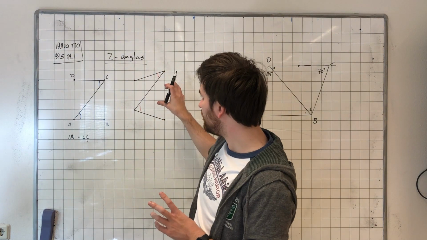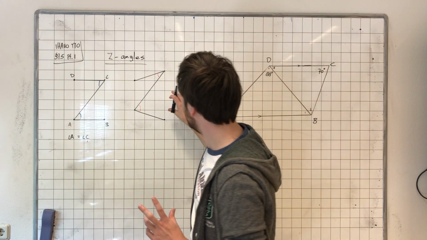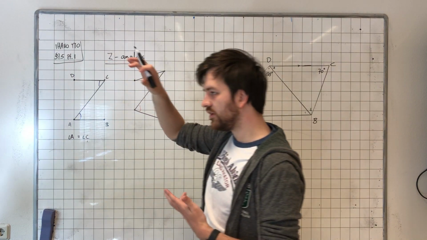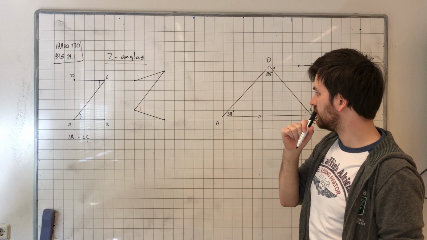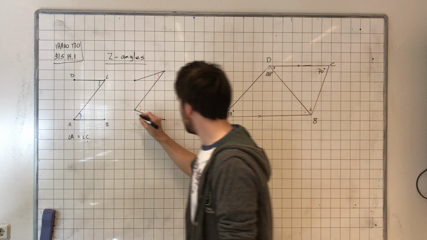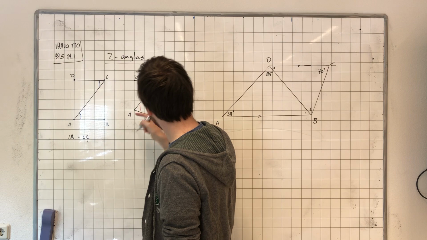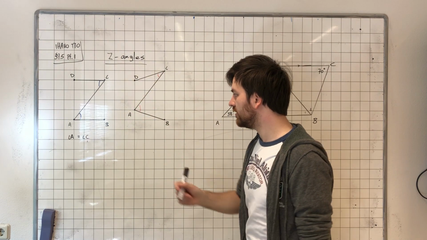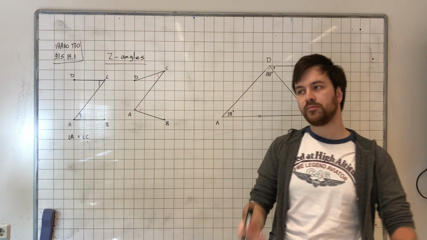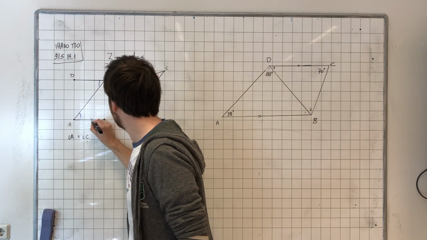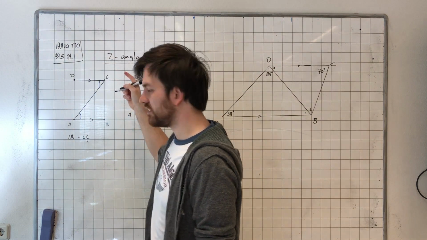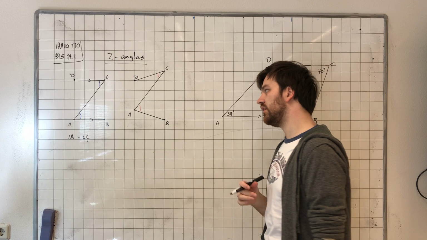So what's different between the fact that this one looks like it's drawn by a Zorro and that one is like a normal one? Well, the thing is, it's about these lines, A, B, and C, D. In this case, those lines are parallel. Whenever you want to use Z angles, you need parallel lines.